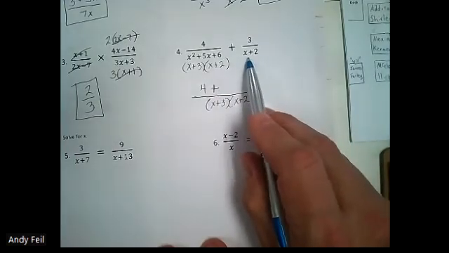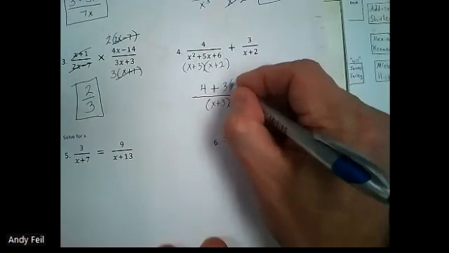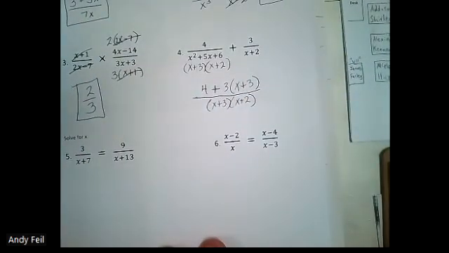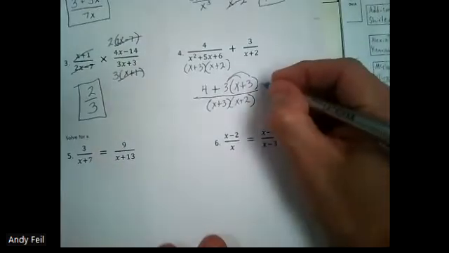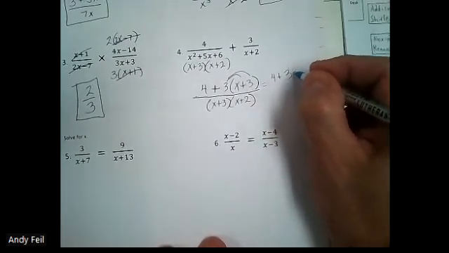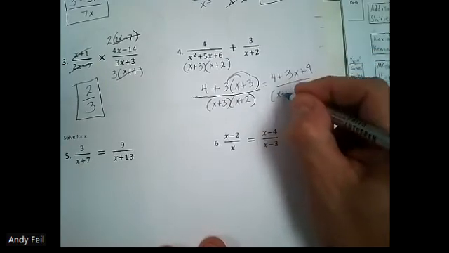yeah, this one is missing something. It has the x plus 2, but it does not have the x plus 3. So I need to multiply that 3 by x plus 3. So looks like this needs to be distributed, right? So that's going to be 4 plus what? 3x plus 9. And that's all still over my common denominator.